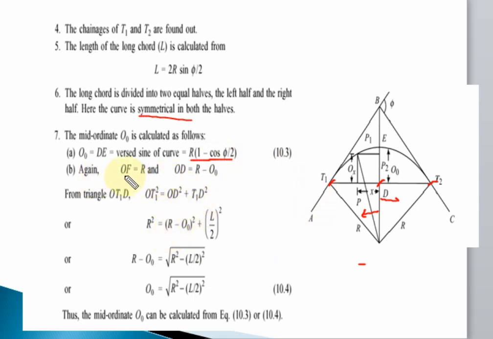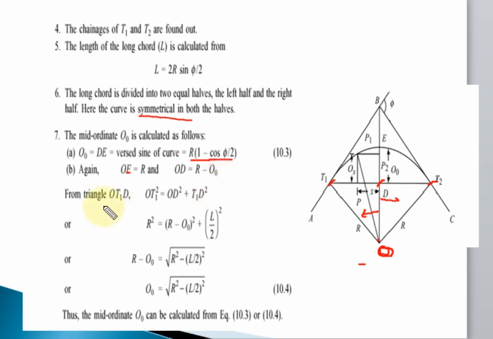Then OE is equal to R. Remember that this point O is the center of the curve. So the O to E distance is nothing but R. OE is equal to R, and OD, the distance from O to D, is OE minus O0, that is R minus O0, the mid ordinate.